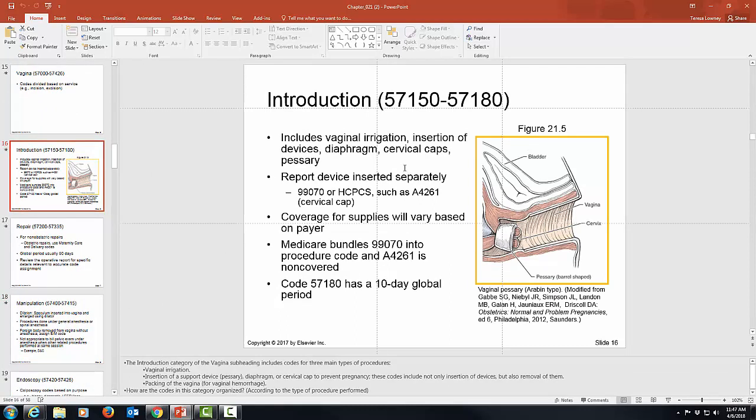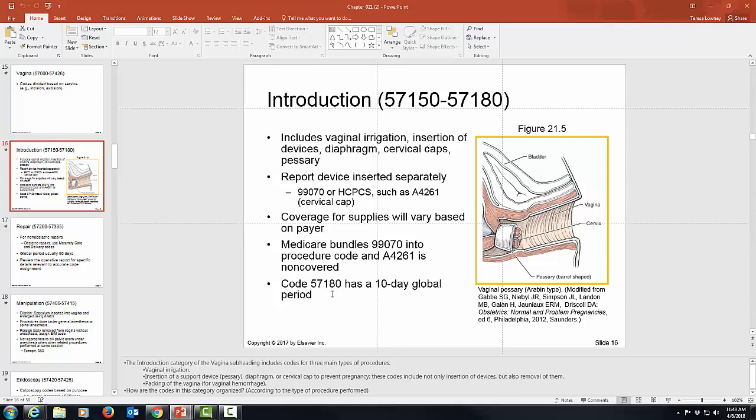Introduction includes the vaginal irrigation, insertion of devices, diaphragm, cervical caps, pessary, etc. You report that device separately. Remember, you're going to use a 99070 or HCPCS code, such as A4261 for a cervical cap. You want to make sure that you're coding those and getting paid for those because they're very, very expensive. So the coverage for the supplies will vary on the payer. Medicare bundles 99070 into its procedure code, and the A4261 is not covered.